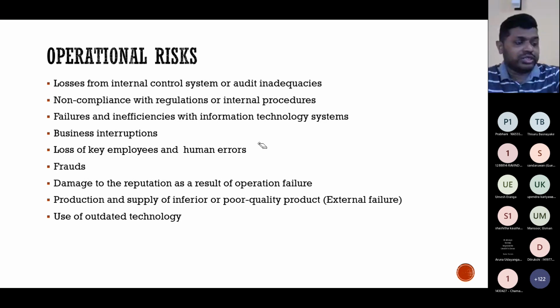Use of outdated technology, but there's no indication here. If you use new technology, definitely you will get the competitive advantage. Those are the day-to-day business risks; the risk may arise from the day-to-day business operation. The procedures and policies should be aligned to capture those inefficiencies or failures. Then you can run the operation smoothly.